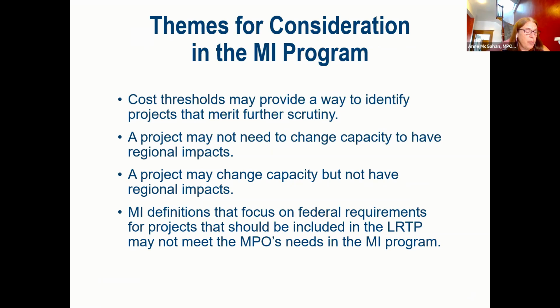So with this history in mind, there are several themes that the MPO considered for its major infrastructure program definition. First, although not required by federal guidance, cost thresholds may provide a way for the MPO to identify projects that merit further scrutiny. Second, the transportation projects may not need to add or remove capacity to have regional impacts, depending on the project location and other characteristics. And conversely, a project may add or remove capacity, but not in ways that have regional impacts.